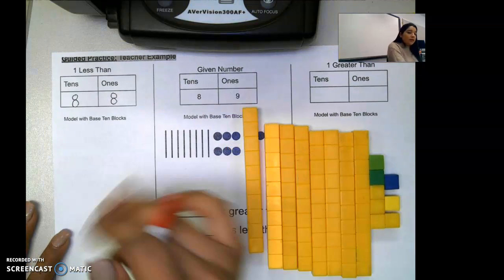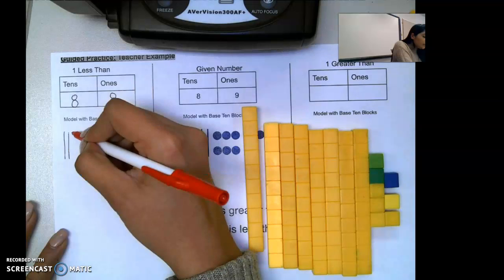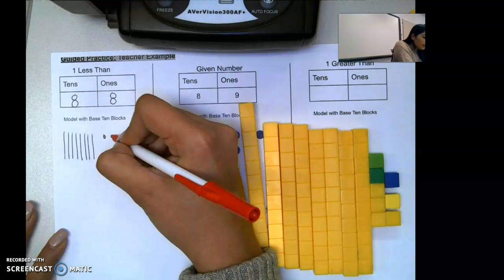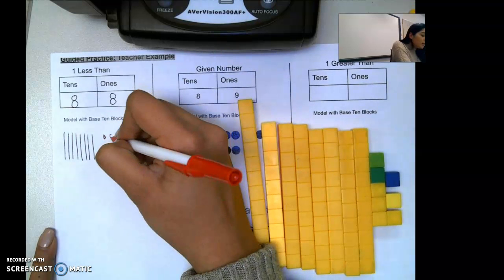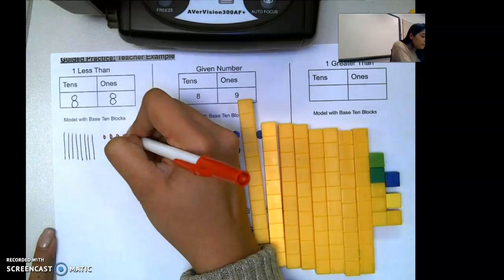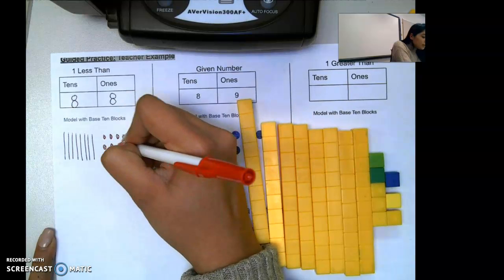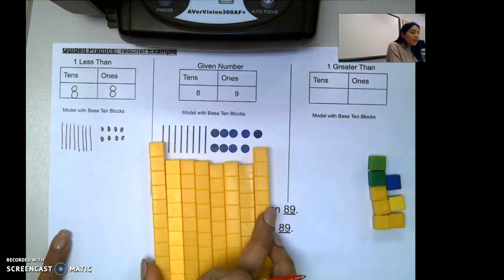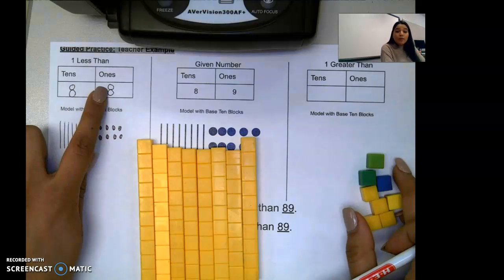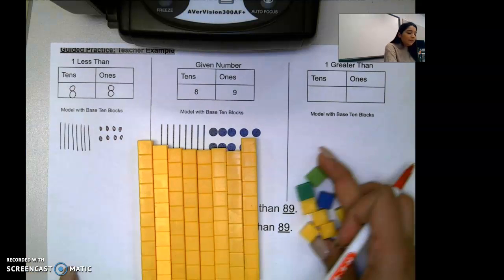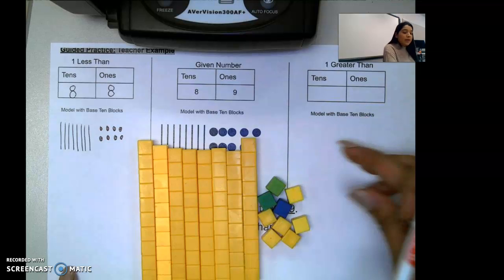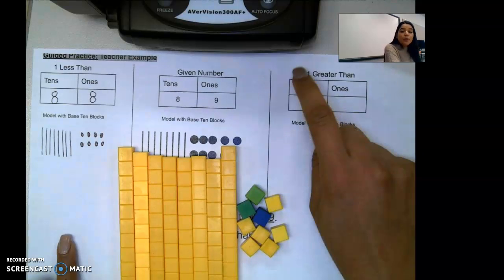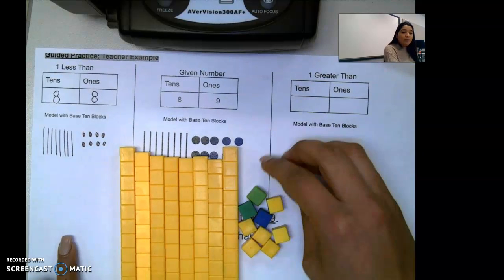So now I'm going to go ahead and draw it. 1, 2, 3, 4, 5, 6, 7, 8, my 8 10s, and then 1, 2, 3, 4, 5, 6, 7, 8, my 8 ones as dots. So now I have the number 88, which is 1 less than 89. So now I'm going to put back my 89, and we're going to see 1 greater than.